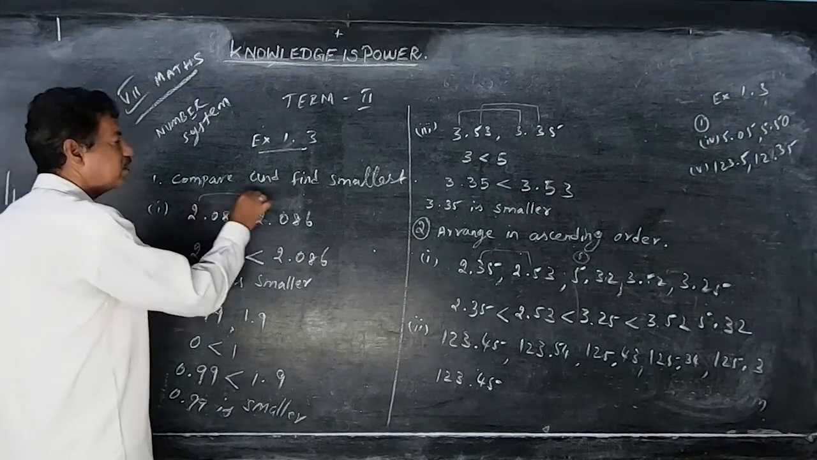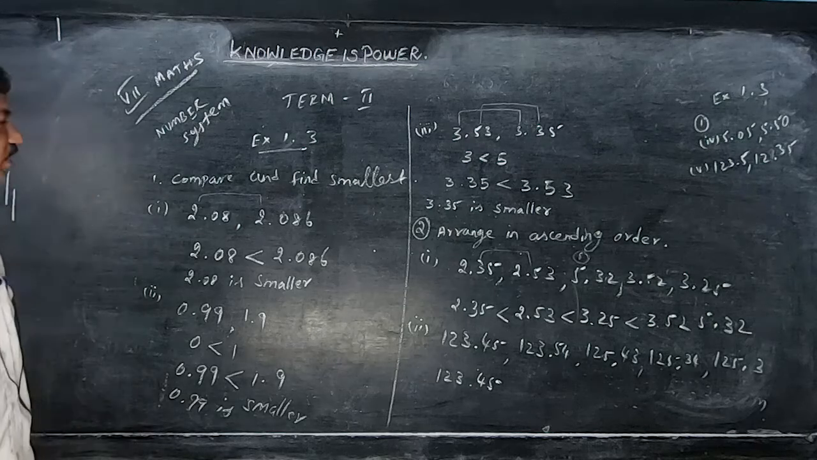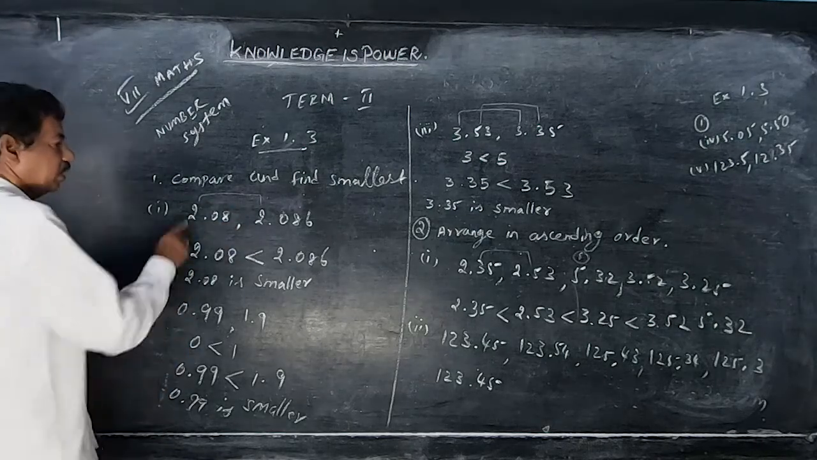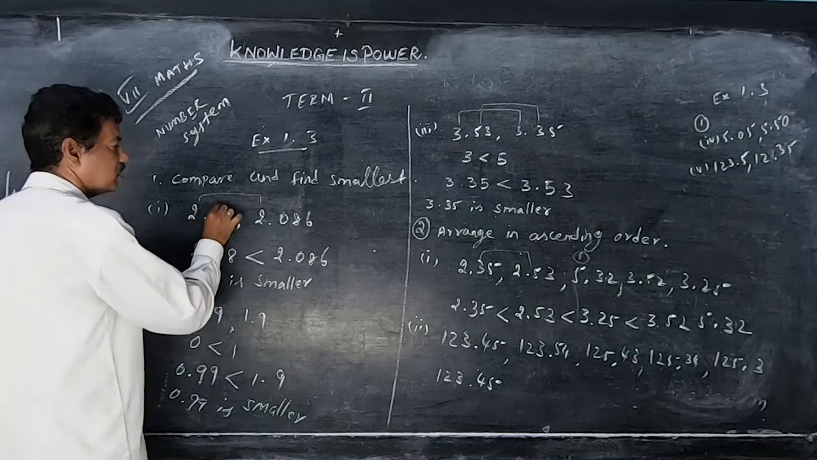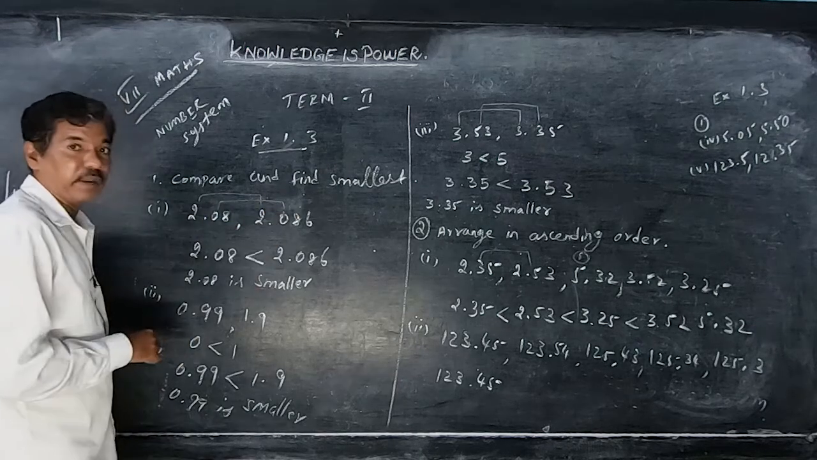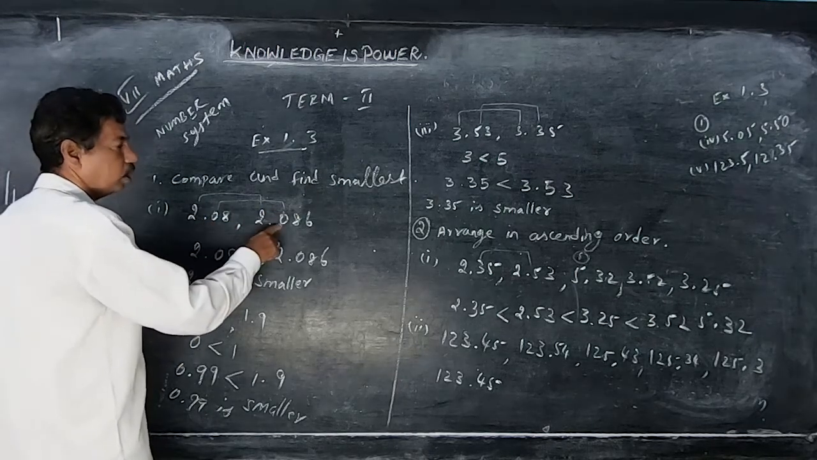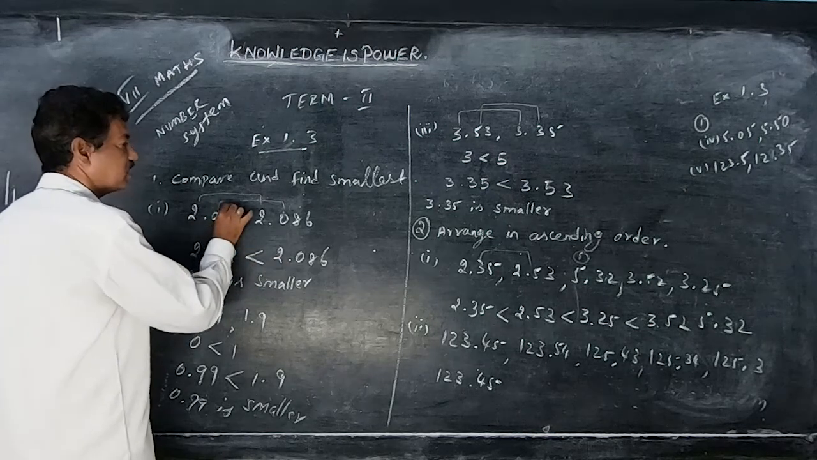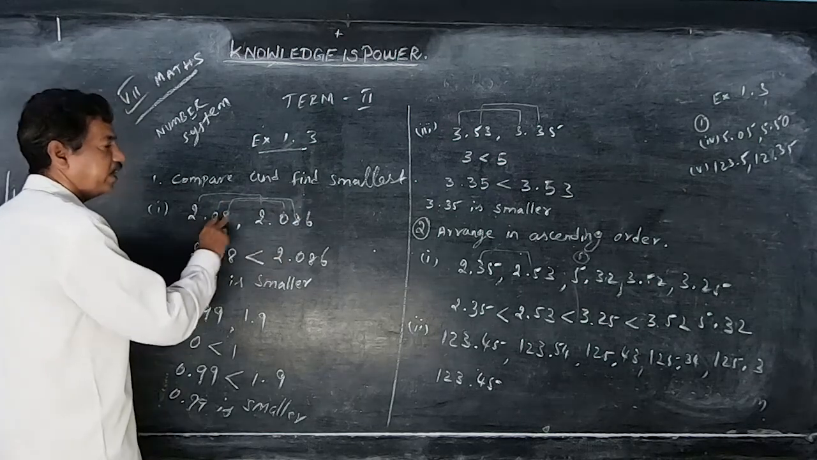First you check the integer part. Both are same. Here 2, here also 2. Next, see the decimal places. First place: here also 0, here also 0. Equal. Next, see the second digit. Here also 8, here also 8.